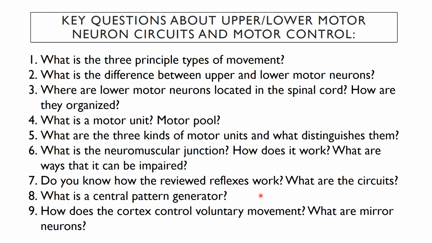What is a central pattern generator? What is it involved with? How does the cortex control voluntary movement? And what are mirror neurons? What makes up the cortex? How is it organized? Those are some key, very important questions about all of this.